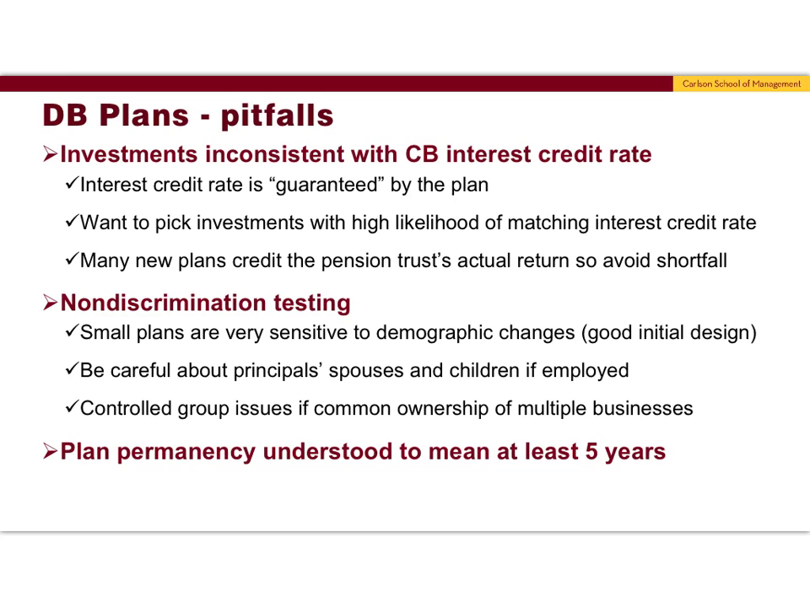Also, control group issues can be a problem if there is a common ownership of multiple businesses. If this occurs, these separate, and perhaps almost totally unrelated businesses except for the ownership, may have to be combined for testing purposes. This can cause many testing problems and be very expensive to fix.